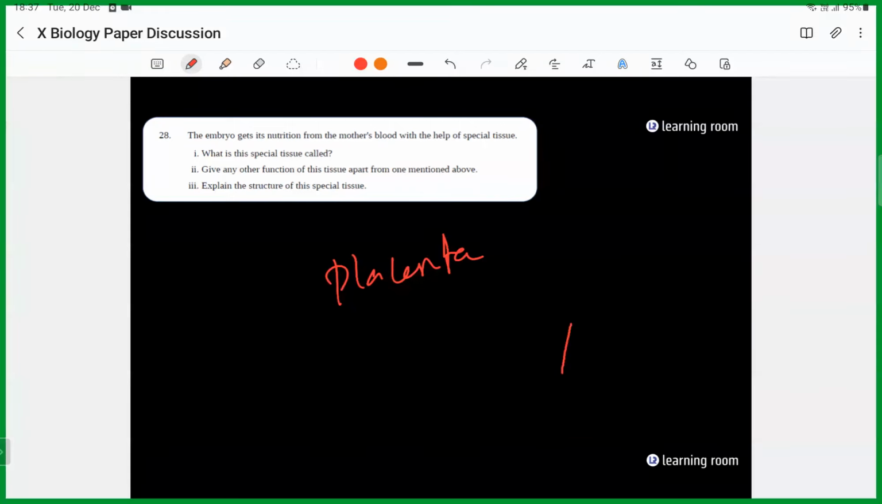Another important function is protection. Placenta will not allow unwanted substances to reach the baby. So like that, supplying good substances, removing wastes, and protecting from harmful substances. That is the function of placenta. And how does the placenta look, the structure of placenta? It has villi on its surface, and it is connected to the blood capillaries of the mother.